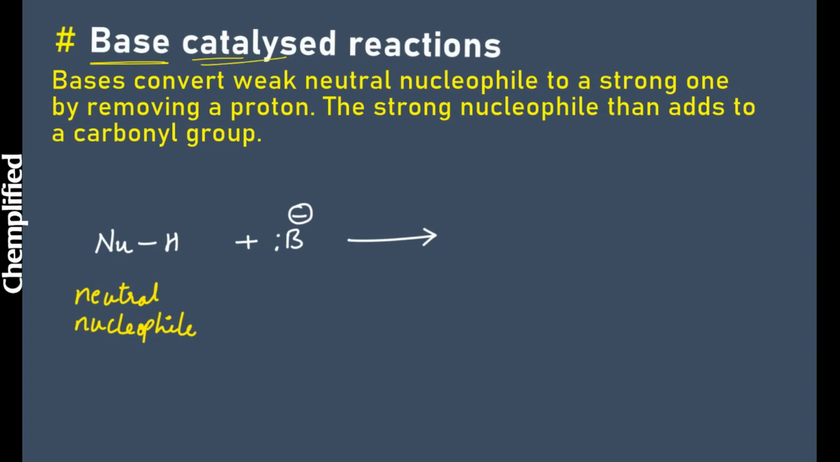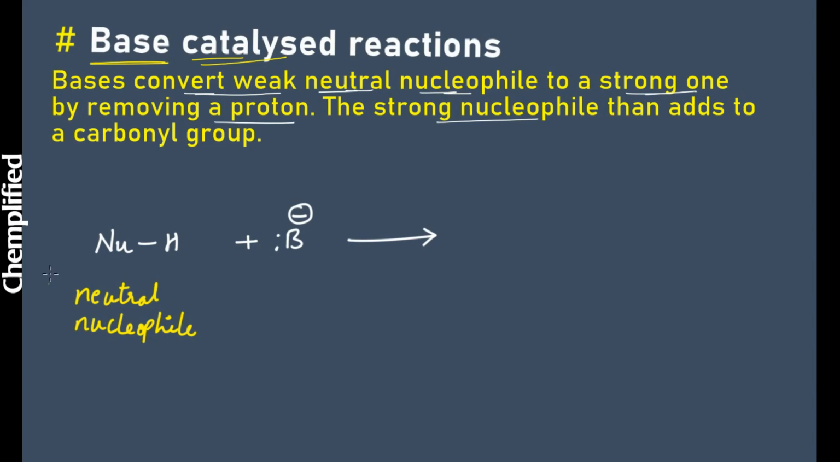Now what happens in these kinds of reactions is, the base helps to convert a weak neutral nucleophile to a strong one by removing a proton. So what the base is going to do is, it will remove a proton and the nucleophile becomes a strong nucleophile. The strong nucleophile then adds to the carbonyl group. Let's take a look at how this is going to happen.